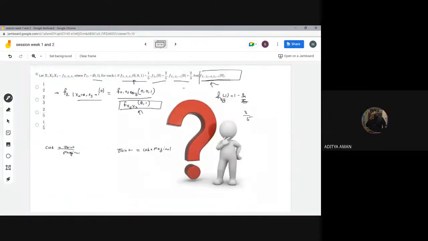Now we have the value for this and for this, so we just have to put the values: 1 by 5 divided by 2 by 5. That will come up to half. So the answer will be 1 by 2.